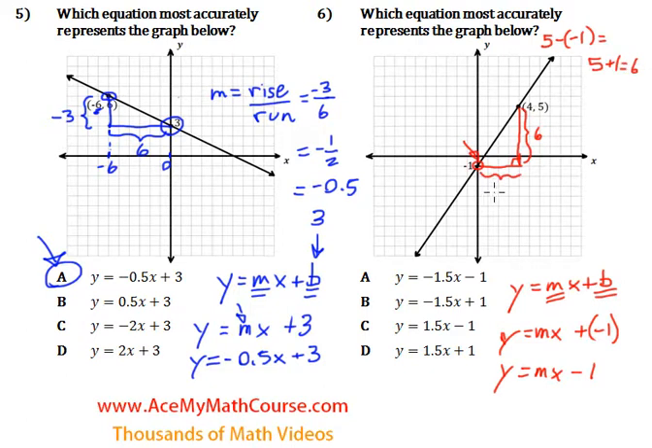Now what about the run? We're moving from 0 for x all the way up to 4 for x. So it's moving to the right by 4, so that is the run. 6 was the rise. So rise over run, which is the slope, is 6 over 4, which is equivalent to 1.5. So we have y equals 1.5x minus 1. So the answer is C. That's it.